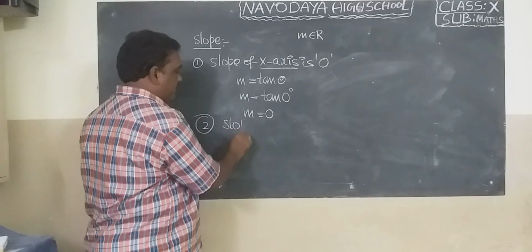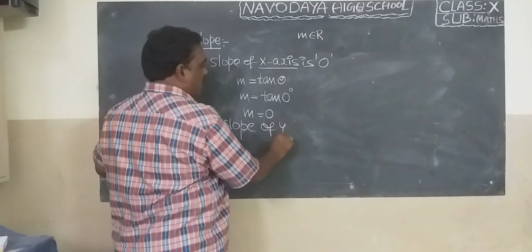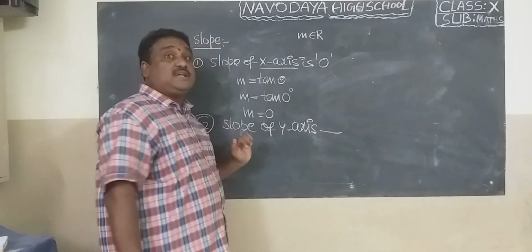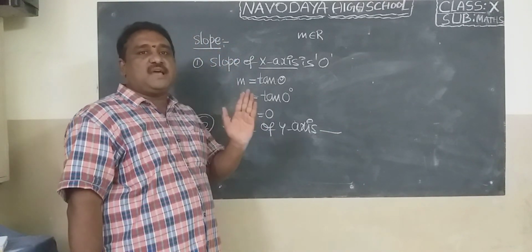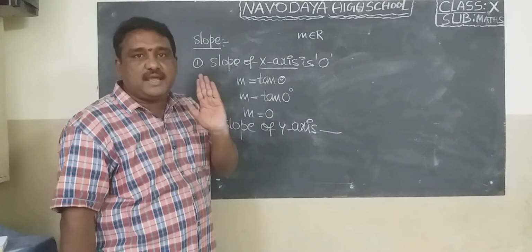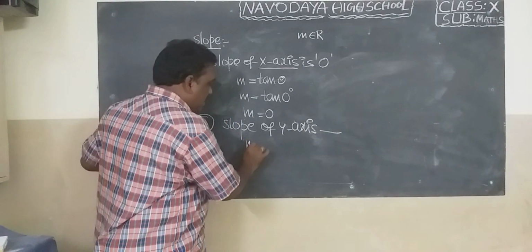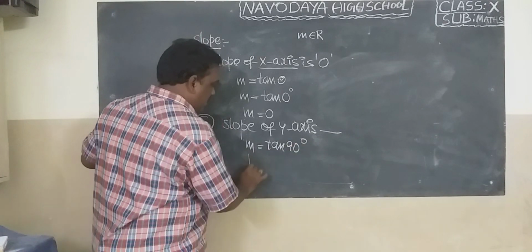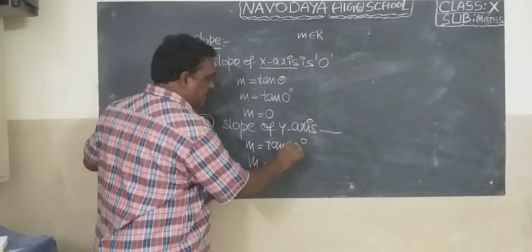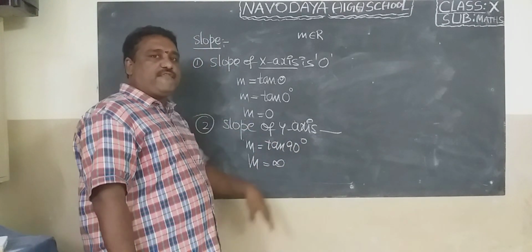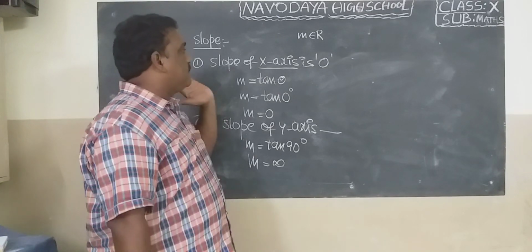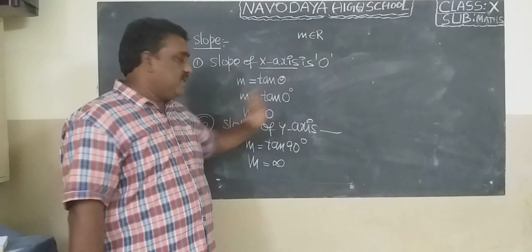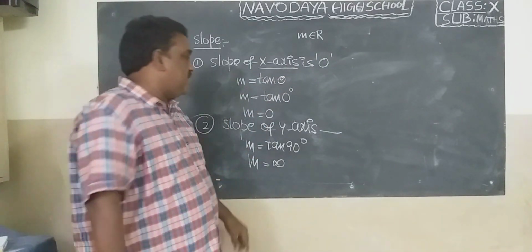Then what is the slope of the y-axis? The y-axis means a vertical line. It makes an angle 90 degrees, you know. m equal to tan 90. What is tan 90? Infinity. Undefined. Not defined. So, two important points about slope. Slope of the x-axis is 0. Slope of the y-axis is not defined.